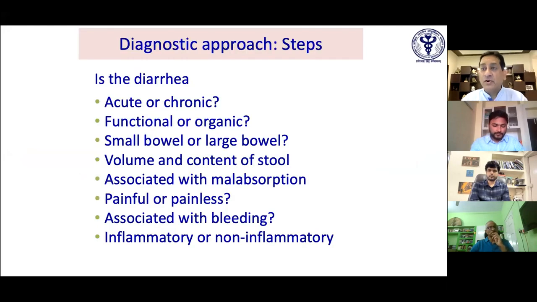There are 6 or 7 points. If you look at it at the clinical bedside, in a clinical query in outpatient or inpatient, you define acute and chronic, functional or organic, small bowel or large bowel, volume and quantity of stool. To me, this is a very important point. Do they have malabsorption, painful, painless, bleeding disorders, or inflammatory, non-inflammatory?